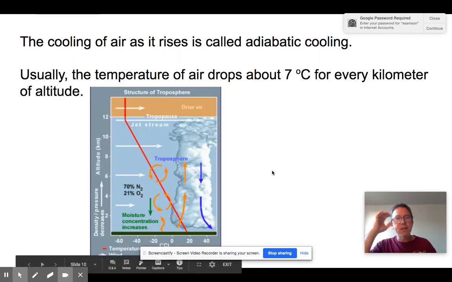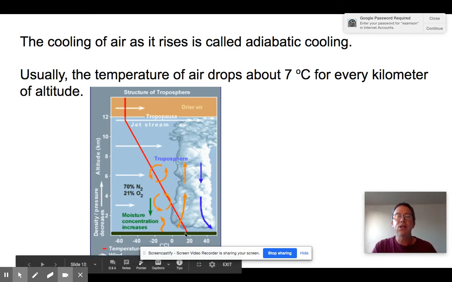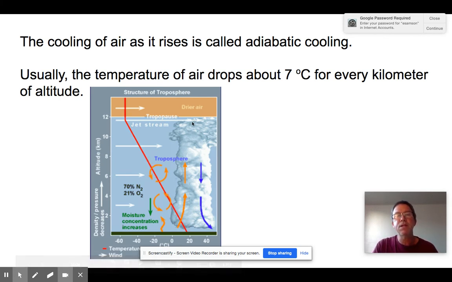So here's a nice graphic that basically shows this. The dropping of the temperature of air with height is known as adiabatic cooling. Just think, if you had still air and you had an escalator and you just started moving up this escalator, what you would notice is it gets colder and colder at a very consistent rate as you move upwards, and that consistent rate is about 7 degrees C per kilometer of altitude.